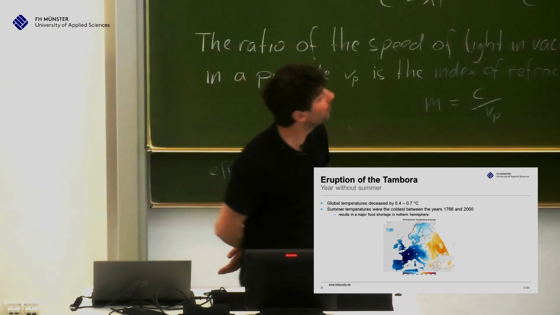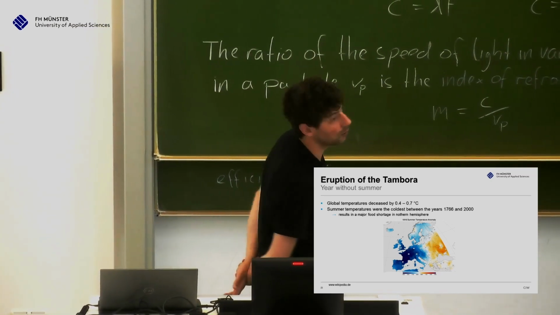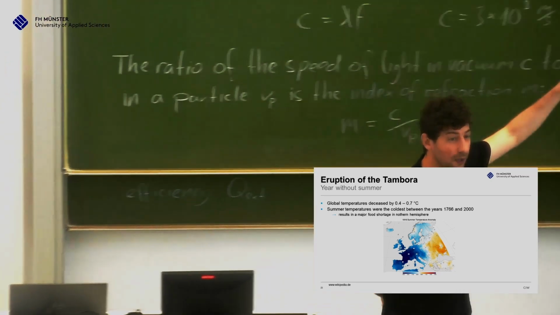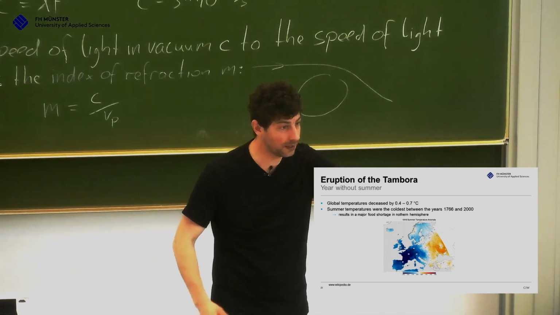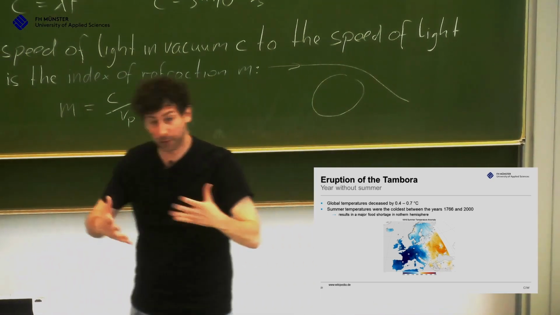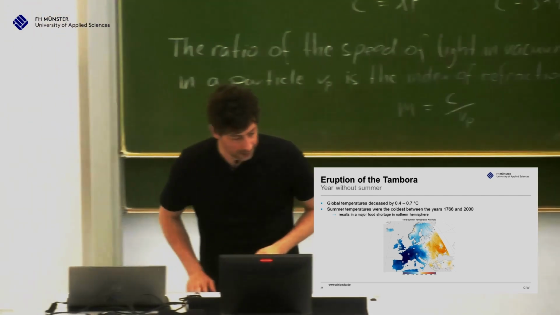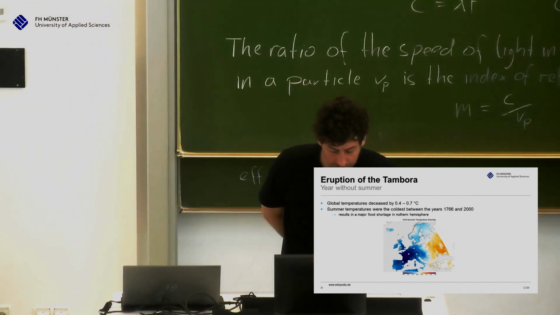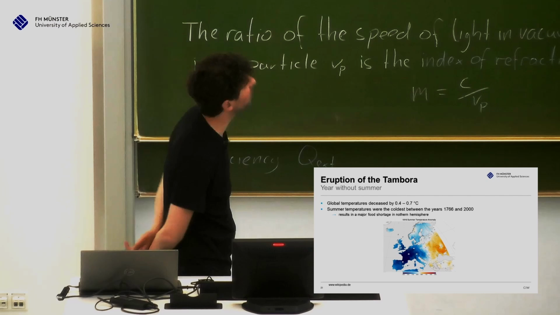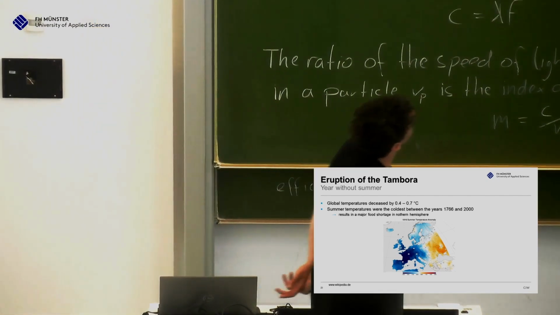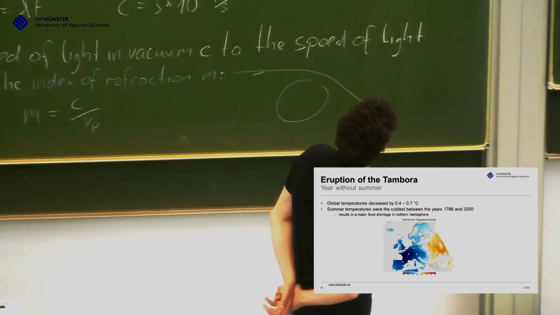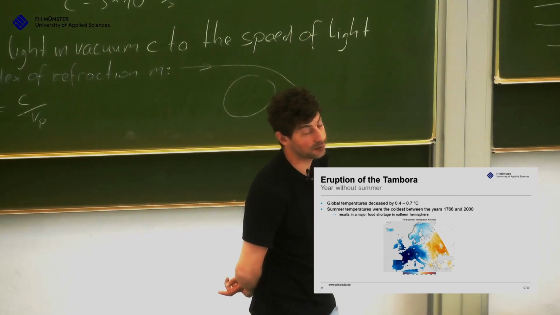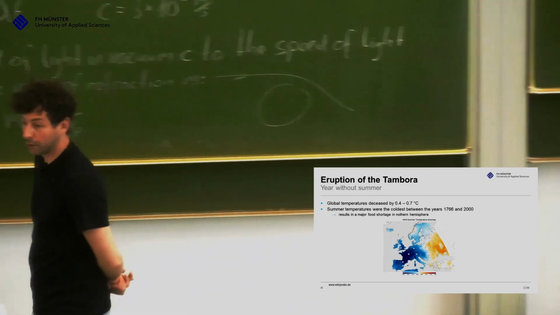So the result was a major food shortage in the northern hemisphere. This happens in the southern hemisphere, but in the northern hemisphere, there was no summer, so no food. So there was really a big problem. And what you see here is the anomaly of the summer temperature. And you see that in Europe, it was really, really cold. So less than 3 degrees in summer than normal. And this is not good for crops and so on.